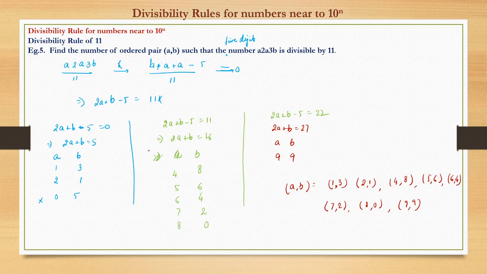I mean, the concept of divisibility was used here only. Okay, the remainder should be 0 here. So that it means it should be a multiple of 11.